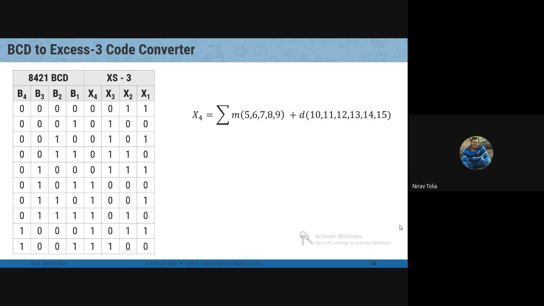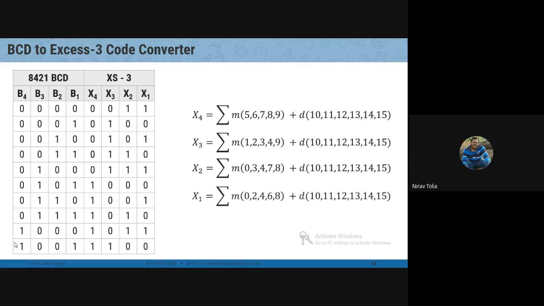From the table again we have the outputs x4, x3, x2, and x1, and you can see here the min terms are between 0 to 9 only. The other 6, from 10 to 15, are the don't care conditions, or invalid conditions for the BCD code. So here we have don't care conditions from 10 to 15.